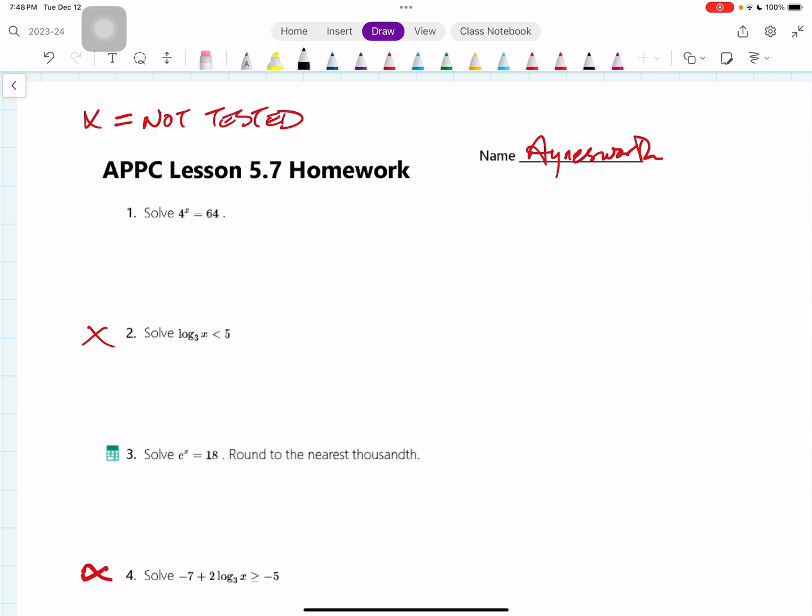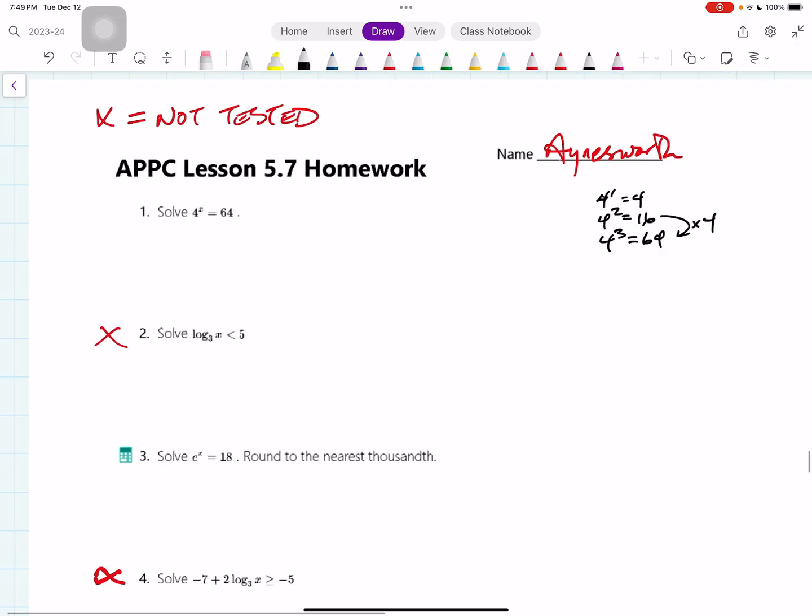So here we go. We got 4 to the x power equals 64. What we want to do is create equal bases. So we want to take a look at powers of 4, because this is 4 to the x power. We want to see if 64 can be written as 4 to some power, and it can. 4 to the first is 4. 4 squared is 16. Guess what? 4 cubed is 64, because if you multiply 16 by 4, you get 64.